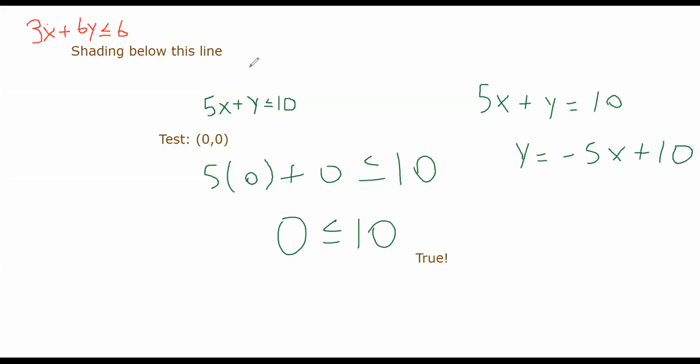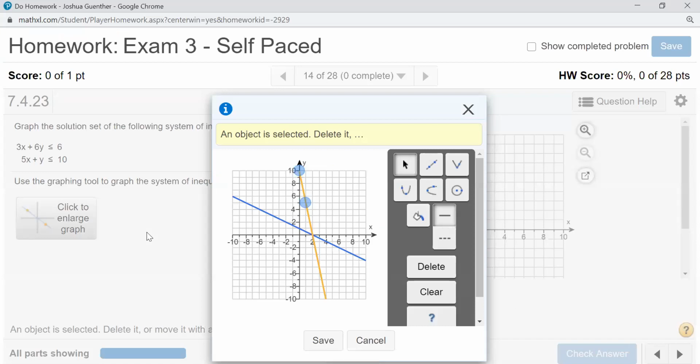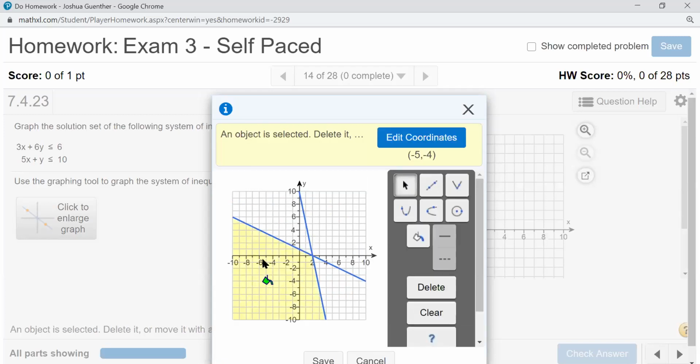So I'm shading below this line. So now here's where we're going to bring it all together. I need to shade the region because this is a system. It has to make both inequalities happen, or happy, excuse me. Normally I would need to shade this region because it's below this first line. I would need to shade this region because it's below this second line. But what I need to do is shade the region that is below both the lines. And thus I shade this region.